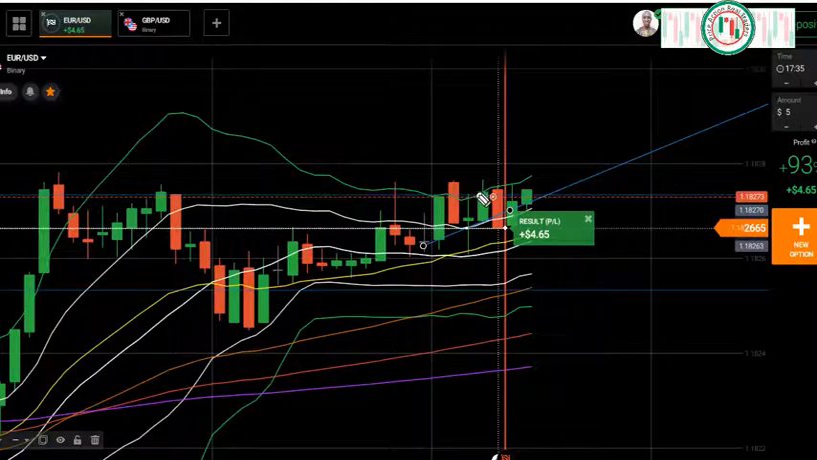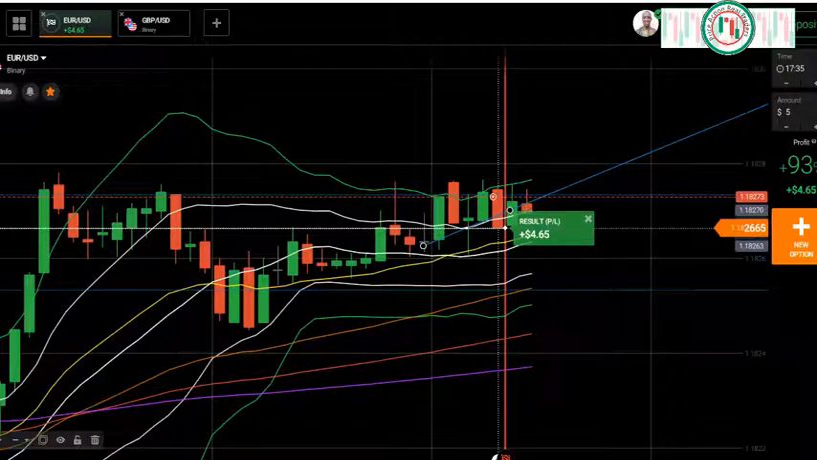And this candle, you can see it's not breaking the higher high of the previous candle, and it closed almost at this level, this doji level, doji SNR. So that's why I place my trade put option.